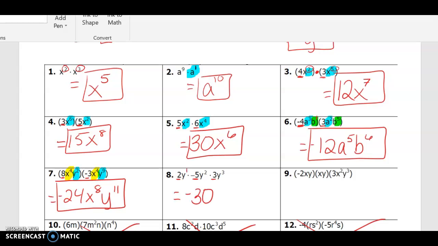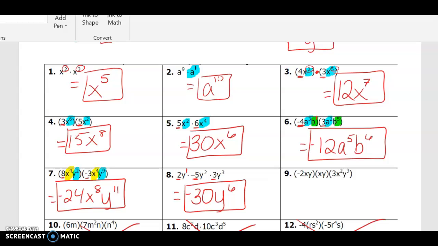And now I have all the same base of y, so I'm just going to add all of my exponents. So I have 1 plus 2 plus 3, which gives me 6. So my final answer is negative 30 y to the 6th. I know it's kind of intimidating when you have multiple terms, but just take it step by step. Multiply all the numbers and then add all your exponents.